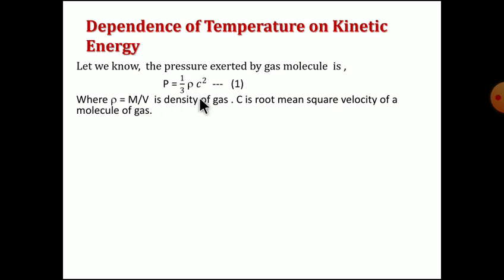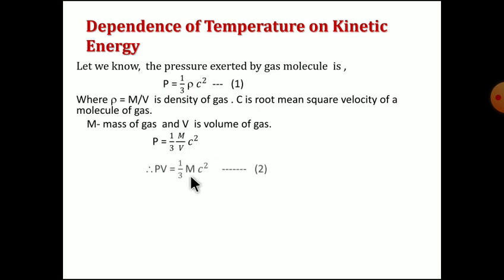Here, rho is the density of the gas, and it is defined as the ratio of mass per unit volume, where m is the mass of the gas and V is the volume of the gas. Therefore, equation 1 becomes P is equal to 1/3 m by V C square. Here we simplify this equation by taking the V on the other side. It becomes P into V is equal to 1/3 m C square.